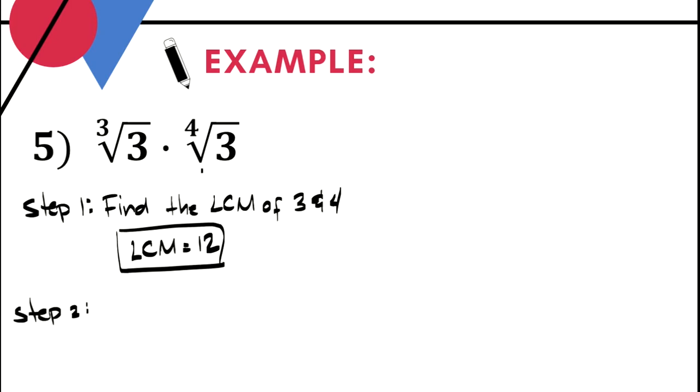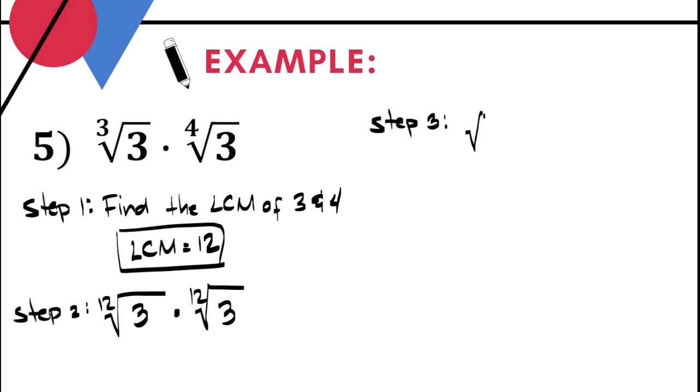Next step, rewrite the expression with the LCM as the new index. So cube root of 3 will become 12th root of 3 multiplied to 4th root of 3, which will become 12th root of 3 also. And step number 3.